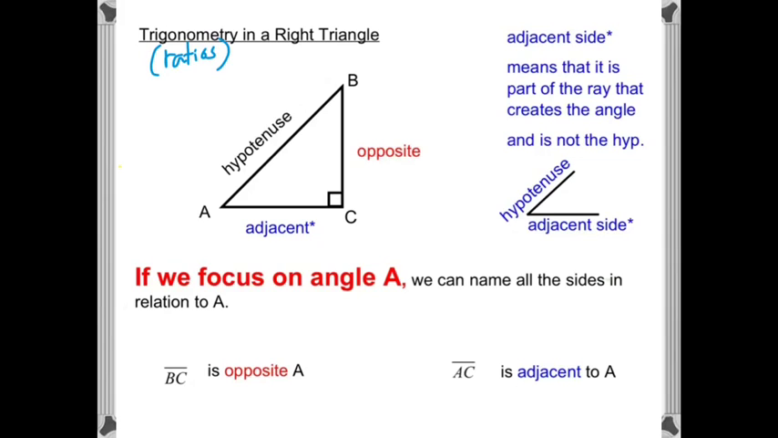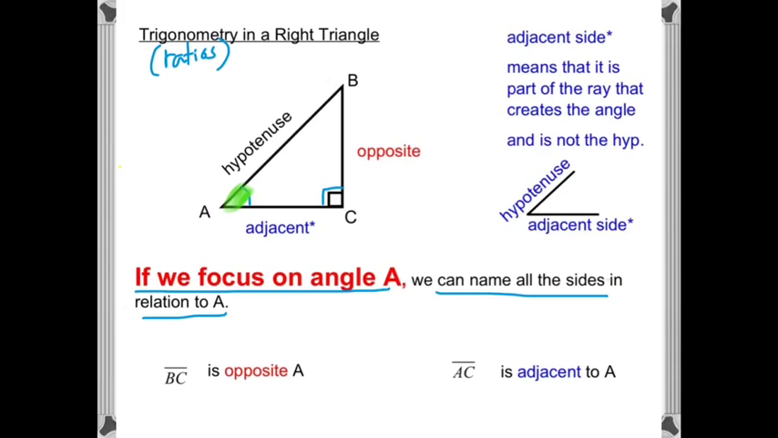Now, in a right triangle, there's the right angle that's labeled with the square, and then there's two acute angles, A and B. So A and B are always acute because they can't be more than 90 degrees, because you already have one 90-degree angle. So for right now, let's just focus on A for a minute here. Let's not focus on B. If we focus on A, we can name all the side lengths in relation to A.